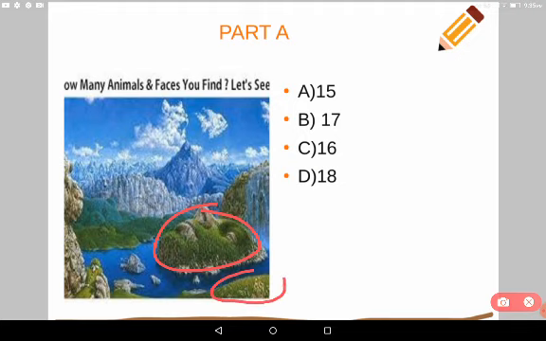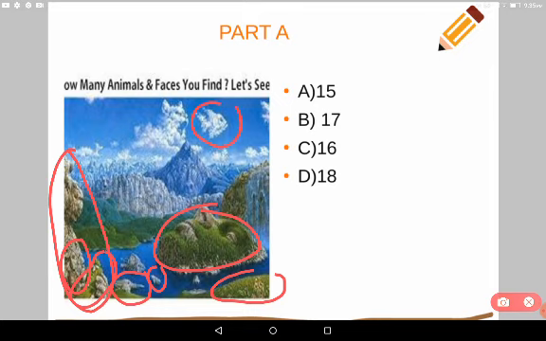You can see a peacock and all, and you can see a bird here. You can see a polar bear here. You can see a man here. You can see a face here. You can see a monkey overlooking the mountain here. You can see over here a bird beak. Here one animal. Here one thing. Here we have a face.